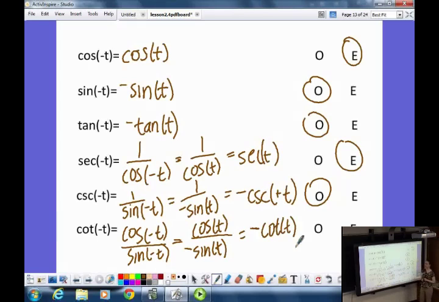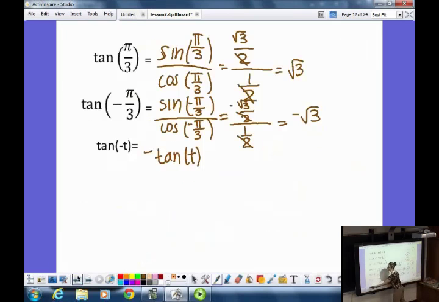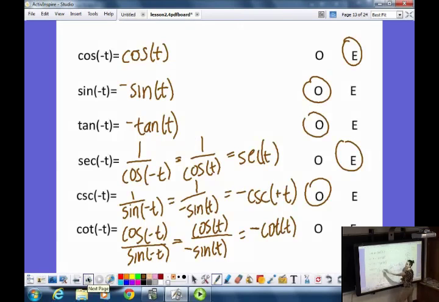So in my test, we gave you tangent of t, that's odd. Can you prove it to us? How would you prove it? Yeah, you could do sine over cosine. You could do exactly what we did down here with our ratio identities, for tangent of t, tangent of the opposite of t. Because we know that cosine of t is what? Odd, even, or neither? Even. And we know sine is odd. So if we know that there's an odd and an even, we can figure out if tangent of t is odd or even.